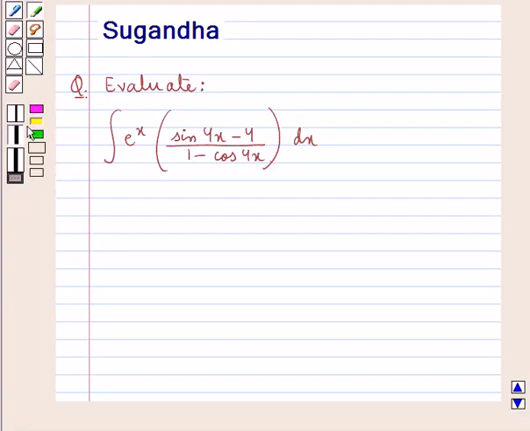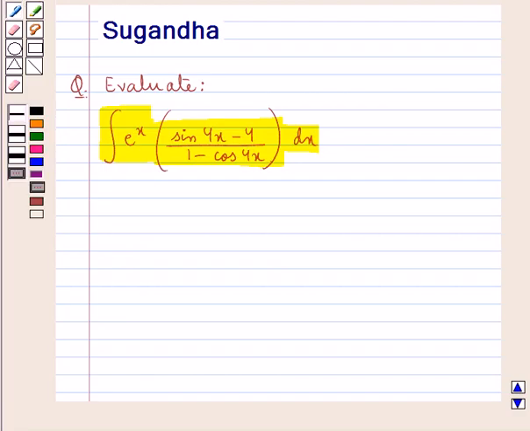In this session, we discuss the following question which says, evaluate the integral of e to the power x into (sin 4x minus 4) upon (1 minus cos 4x) the whole dx. Before we move on to the solution, let's discuss some results.